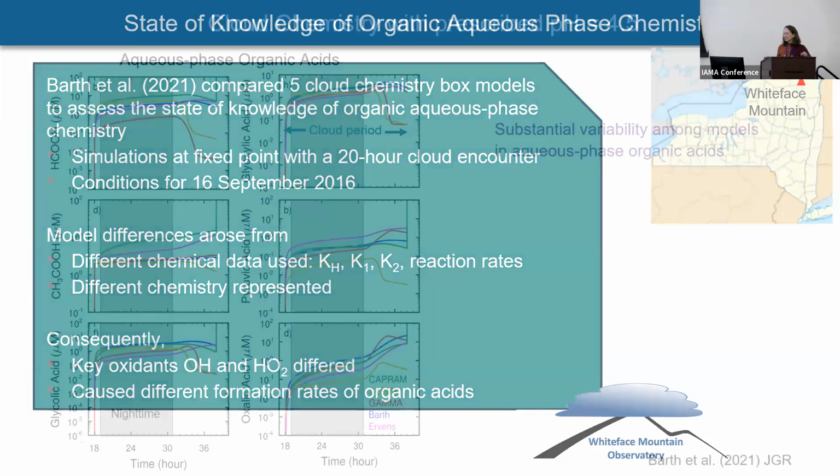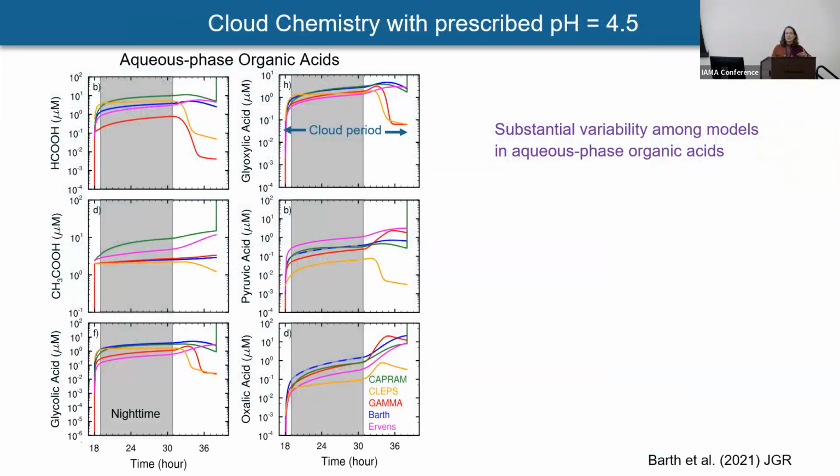And so I just wanted to show you how that variability played out. So shown here are 6 panels that are time series for the 6 different organic acids I mentioned earlier. And each line in each panel is a different model that was run. And you can see that these are all log plots and that there are order of magnitude differences in the number of these organic acid predictions, anywhere from formic acid in the upper left to oxalic acid in the lower right.